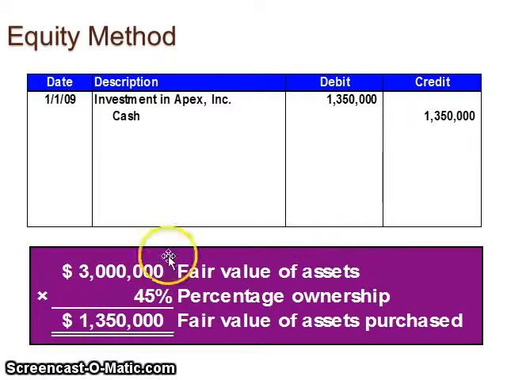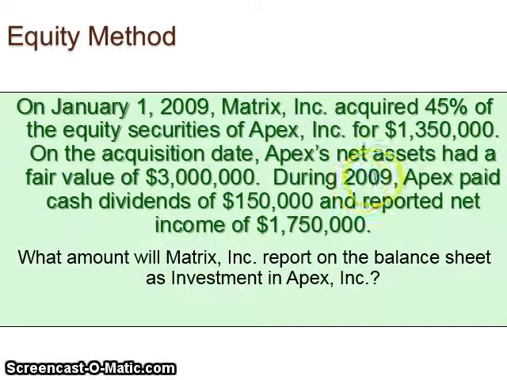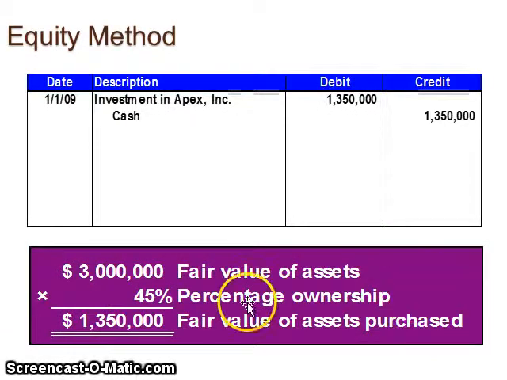So originally it was $3 million was the fair value of the assets, 45% was the percentage of ownership, and that is what we bought. So in this case, we don't have any goodwill that we're dealing with here. And the fair value of the assets purchased is $1,350,000, and that's how much we paid. So originally our journal entry at the beginning of the year is a debit to the investment in Apex Inc. and a credit to cash for $1,350,000.